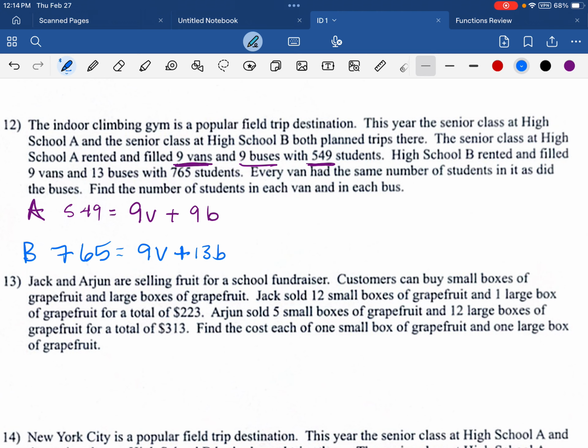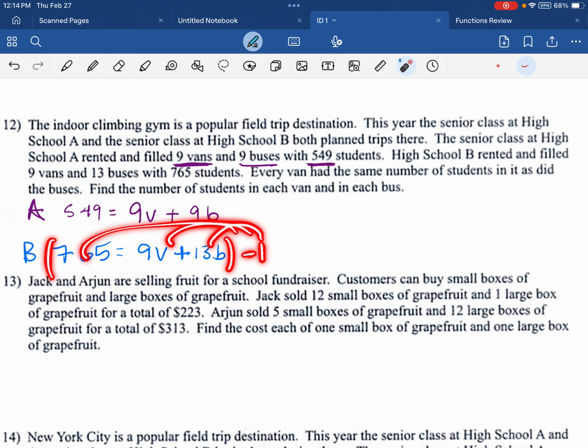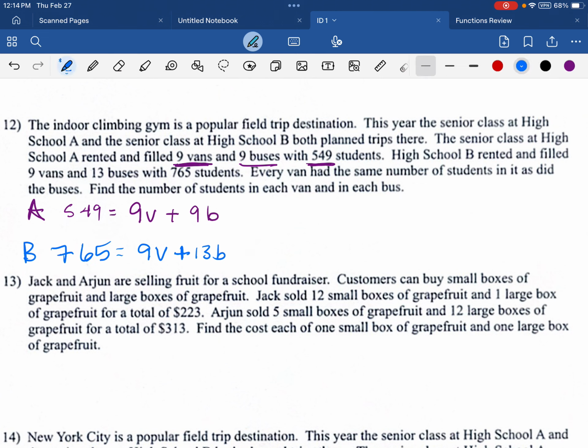Alrighty, now looking at this, you can solve it any way you want. I am thinking to myself, man, these are really close to matching. It would be nice if I could times this whole thing by -1, and then these guys would cancel. So I think I'm going to solve this one by elimination. So again, here I've got a positive 9, a negative 9, a positive 9. It'd be nice if this was a negative 9. It's not right now, unfortunately, but maybe we can get it there.